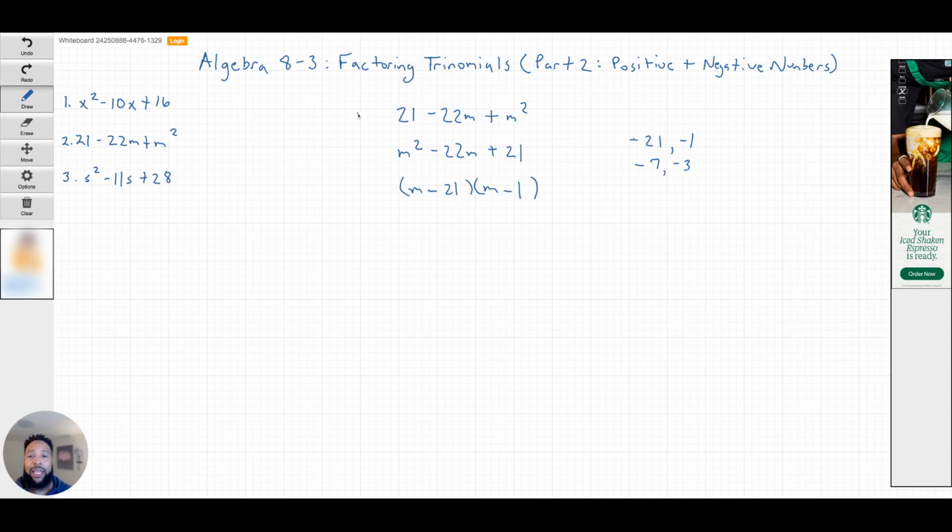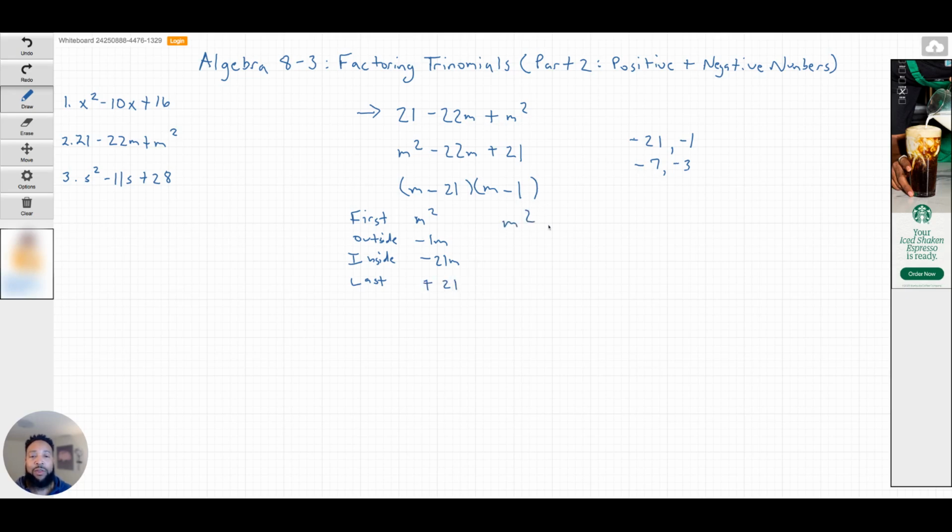Now, how do we check that? In order to get back to our original problem, we're going to use the FOIL method. First, outside, inside, last. So when we look at our first expressions, we have m and negative 1. M times negative 1 is negative 1m. On the inside, we have negative 21 times m, which is negative 21m. And then last, we have negative 21 times negative 1, which is a positive 21.